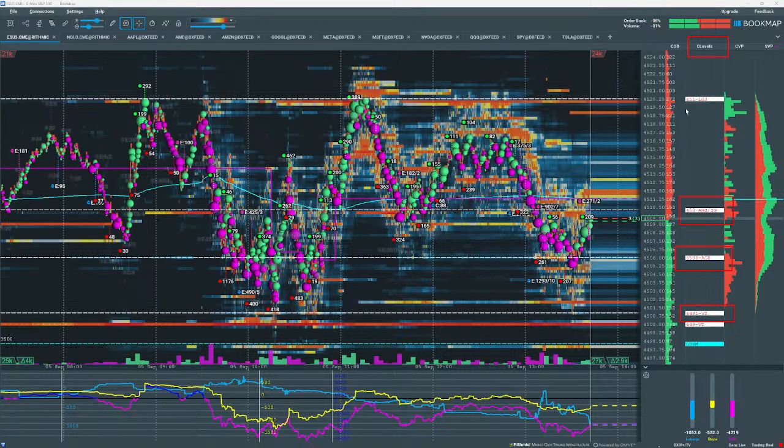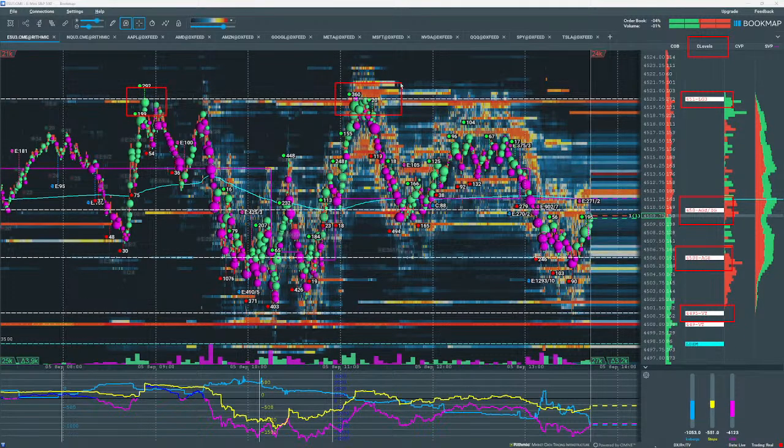And then this 451 large gamma 3 level has acted as resistance, and that was a great entry point for shorts. We'll take a look at that in a few minutes when we look at setups.